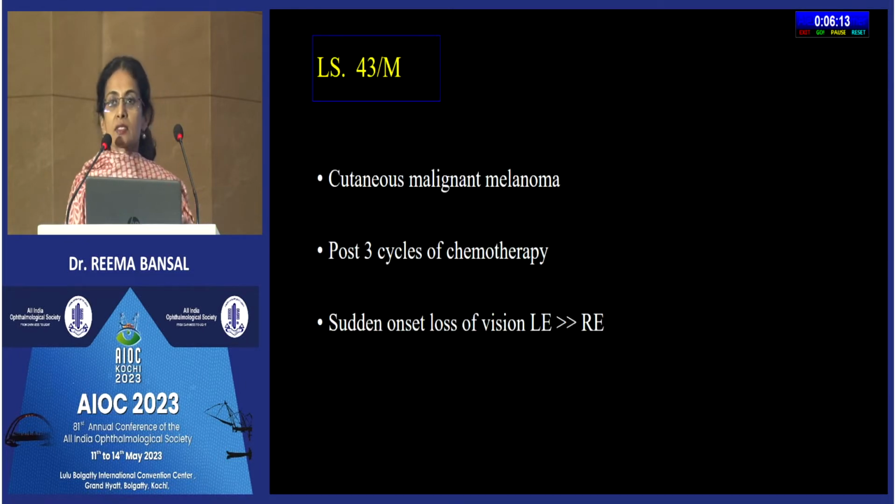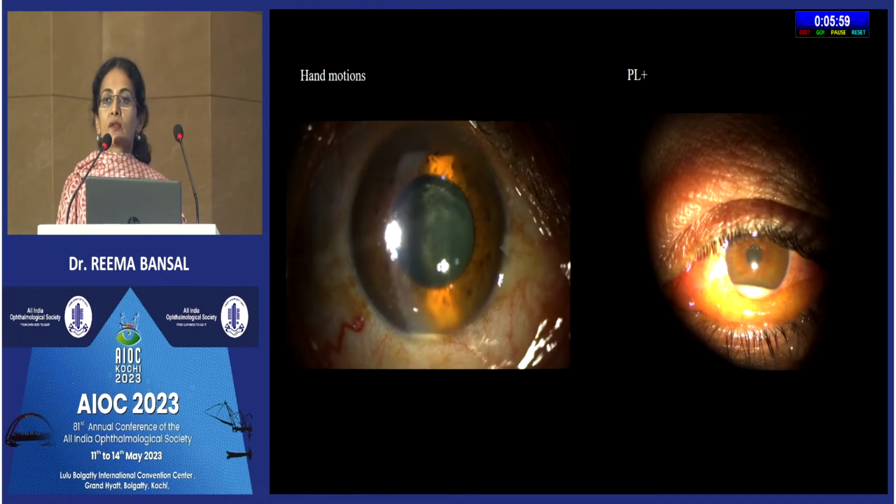We had this 43-year-old male who was a known case of cutaneous malignant melanoma, had undergone 3 cycles of chemotherapy, and came to us with a sudden loss of vision in both the eyes, left more than right. This is the clinical picture. His right eye vision was hand motions, left eye was only light perception. These look like two different patients, but they are the right and left eyes of the same patient.